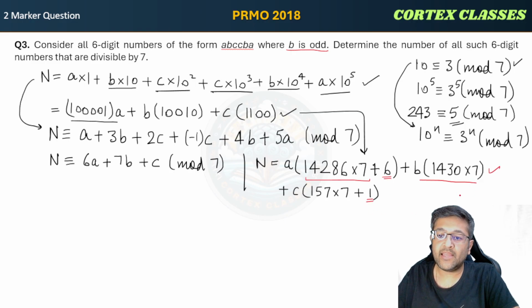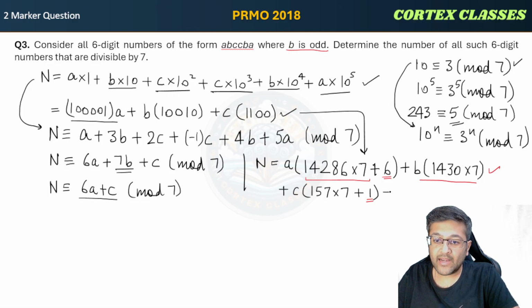That one is completely divisible by B. That we are going to do here as well. So we can write, n is congruent to 6a plus c mod 7, right? Since 7b is a multiple of 7, it will give you 0 remainder. So we can reduce it to 6a plus c, and this thing will also be reduced to 6a plus c.